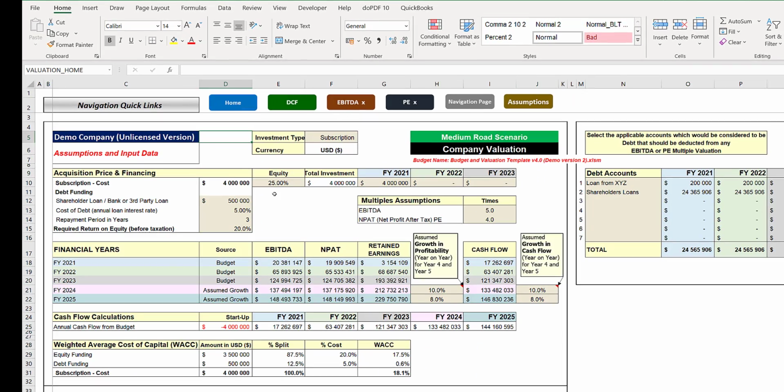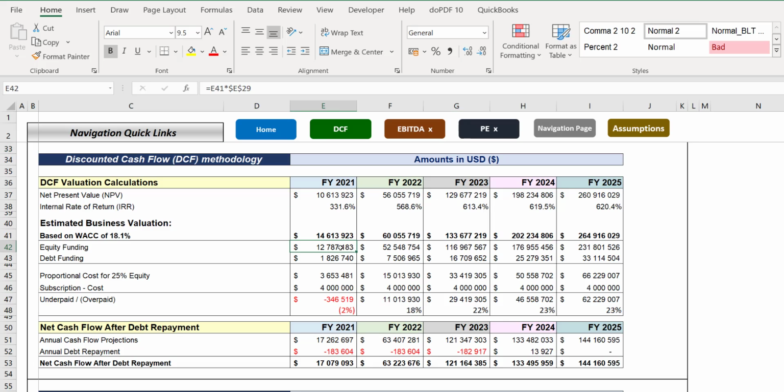You'll recall under the weighted average cost of capital calculation here, the spread of your values between equity and debt funding, and there's the blended cost for the $4 million. So it does separate calculations to break it down to the individual levels. And then it says, well, proportional for 25% equity was the assumption you entered further up in the model. And what it's saying is that, well, for 25%, based on that particular valuation of $14.6 million, you should be paying $3.6 million. But in fact, you're actually paying $4 million.